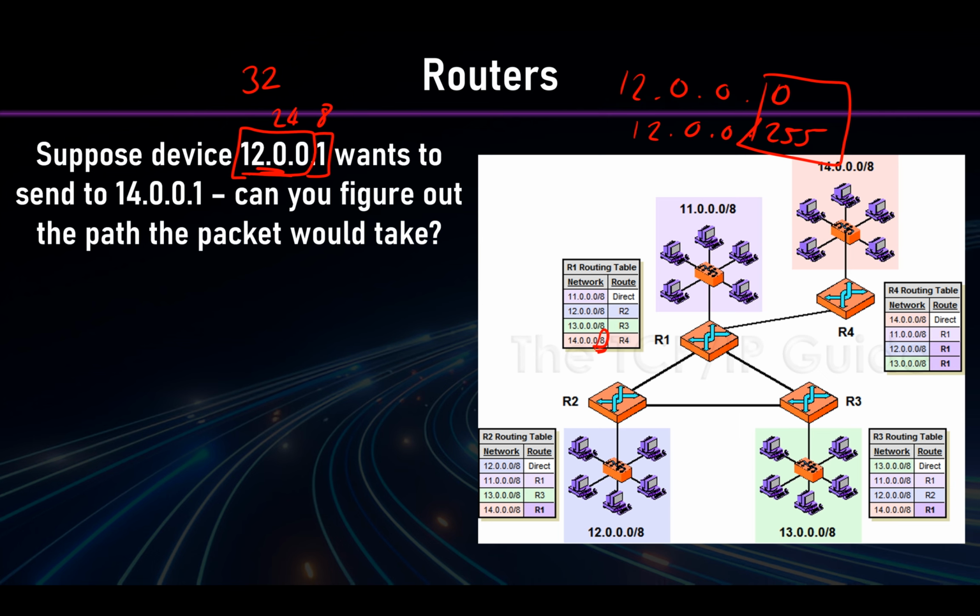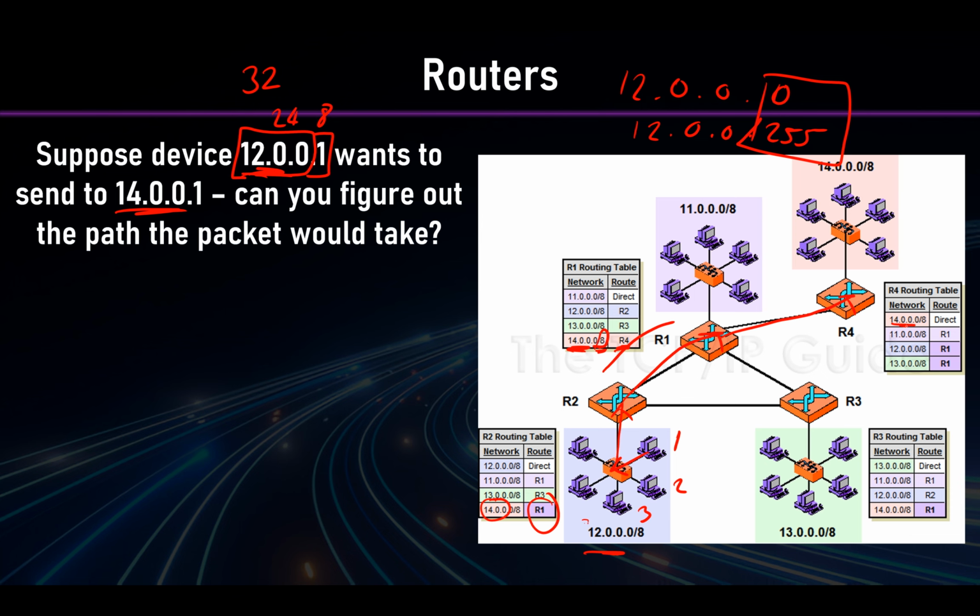If we look at the routing table, let's start on network 12, which is going to be here. Let's say this is device 1, device 2, device 3, etc. First it goes to the switch, then the switch sends it to the router. The router looks at the destination, 14.0.0.1. Looking at its routing table, it says send to R1. R1 is here. We look again: 14, then it says send to R4, which is this one.